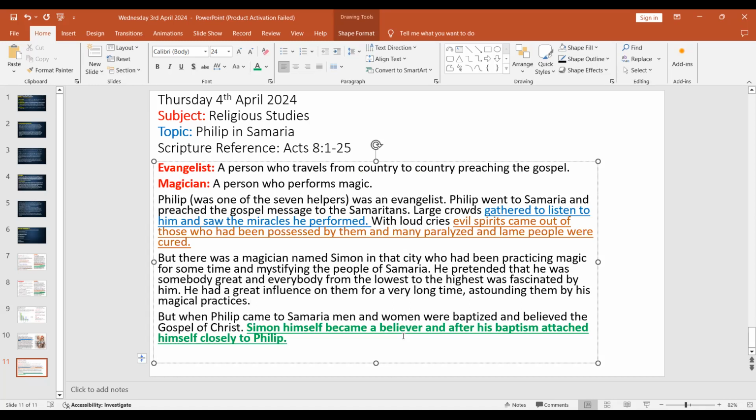As he saw the signs and remarkable demonstrations of power which took place, he lived in a state of wonder. So he was surprised and astonished at what was happening when Philip came to town.